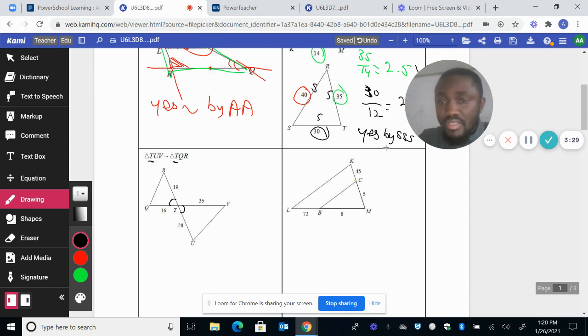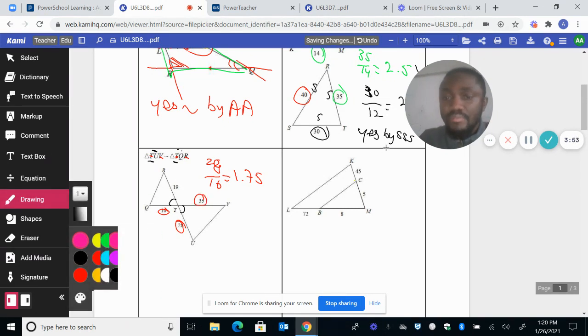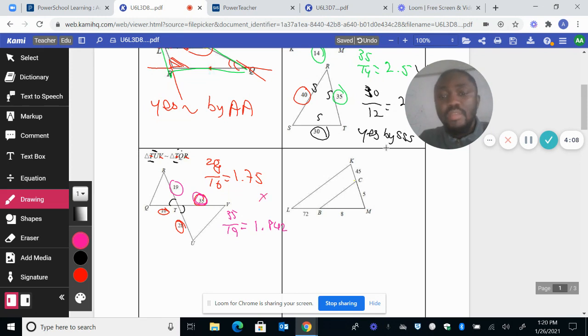If I take the first two letters, TU and TQ, TU gives me 28, TQ gives me 16, so 28 over 16 is 1.75. And also the first and the last, TV 35, let me change color, and TR 19, 35 over 19 gives me 1.842. As you can see, these two numbers are not the same, so here they are not similar.